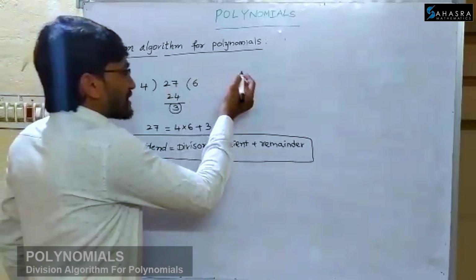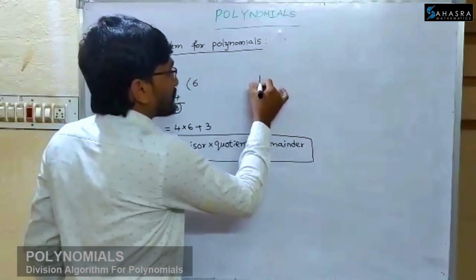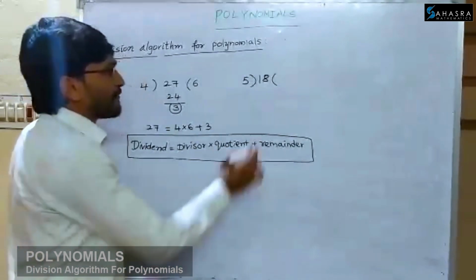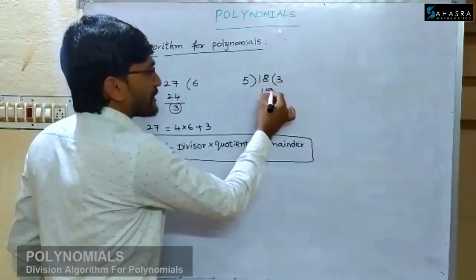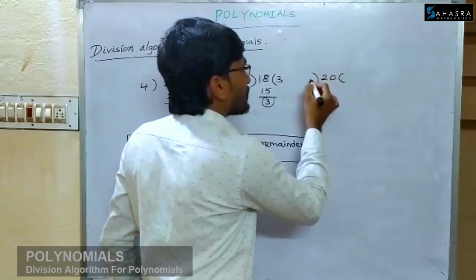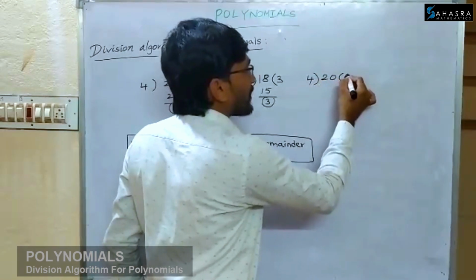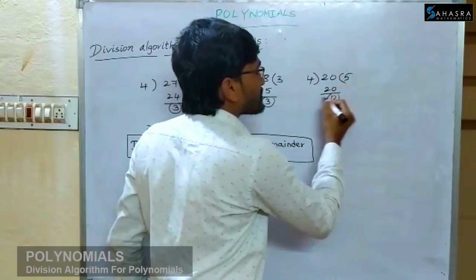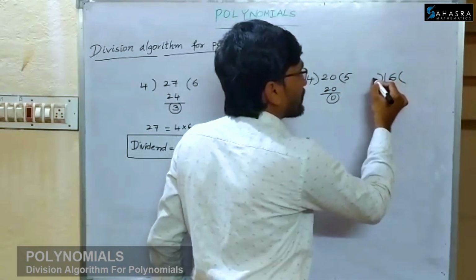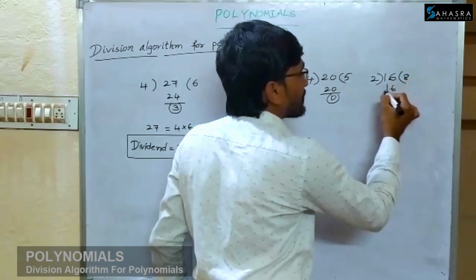Okay. In this I want to consider another two numbers. For suppose 18 and some 5. 5 3s are 15. Remainder is 3. Another two numbers, 20 divided by some 4. 4 5s are 20. Remainder is 0. Another two numbers, some 16 divided by 2. 2 8s are 16. Remainder is 0.